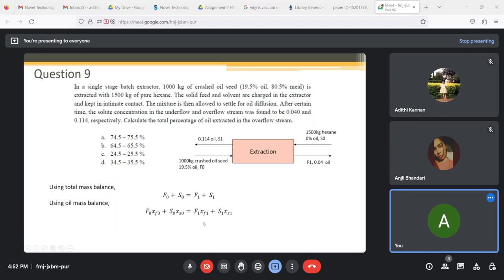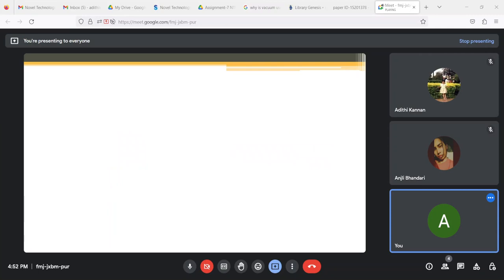So before that, let's just do the total mass balance. So total mass balance is equal to 1000 kgs plus 1500 kgs is equal to F1 plus S1. We still do not know what is F1 plus S1. We will calculate that in the later steps. So F1 plus S1 is equal to total of 2500 kgs. So moving on to oil balance.